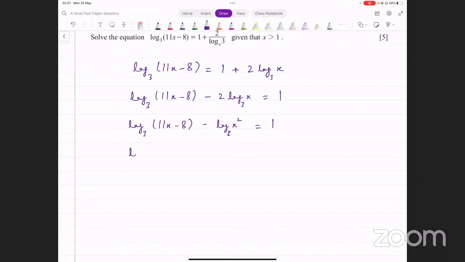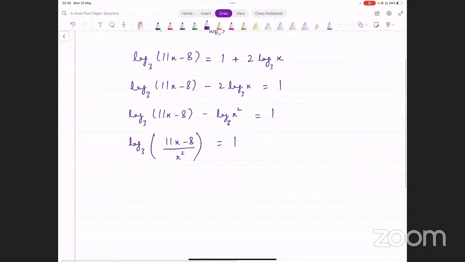Now we can use the division rule. We can say this is subtraction outside log. जब single log में लिखेंगे तो it can be written like this: log of 11x minus 8 divided by x squared, and the base of log is 3 here. Now we can get rid of this log like this. We can say this 3 will go to the other side, become the base of 1, so that it becomes 11x minus 8 divided by x squared equals 3 raised to power 1.